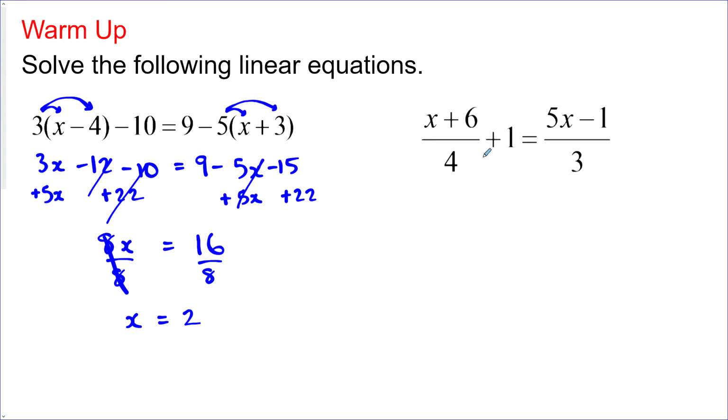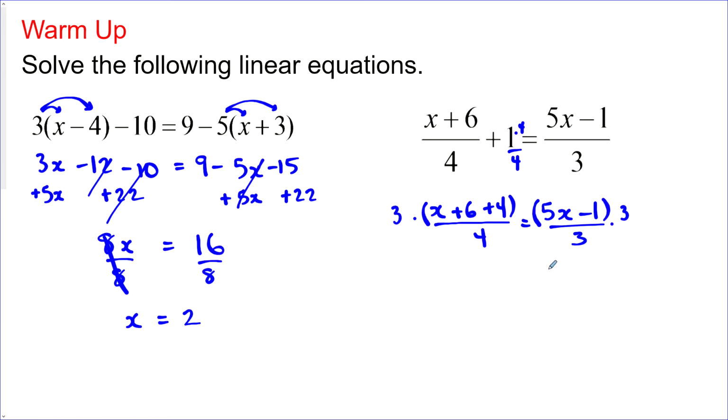So to add these rationals, I need to have a common denominator. So I'll multiply the numerator here and the denominator by 4. That will give me x plus 6 plus 4 all over the common denominator of 4. Next, I'm going to cross multiply, or essentially that means I'm going to multiply both sides by 3. And I'll put brackets around this just to make sure we understand those are together as a family. Get rid of that 3. Then I'll multiply both sides by 4 to get rid of the denominator on this side.